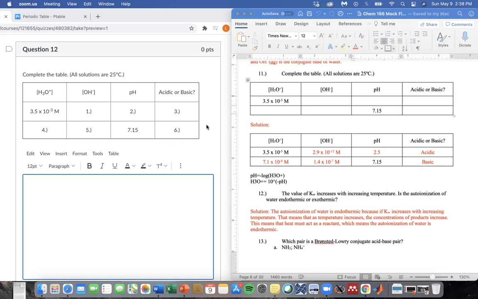Because I got the same things as you. When I did 14 minus the pH, I got 11.5, and then I did 10 to the negative 11.5, which should give you the concentration of OH minus, but I got 3.16 times 10 to the negative 12. Yeah, that's what I got too.